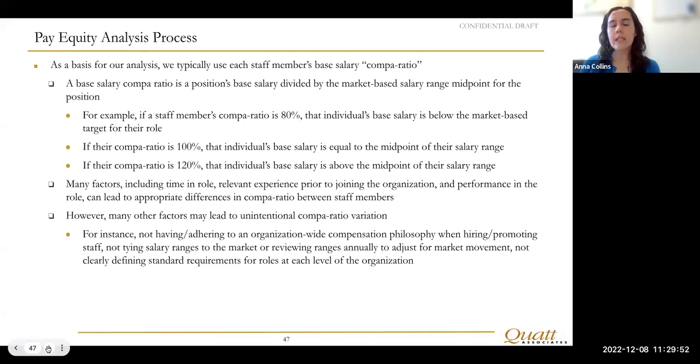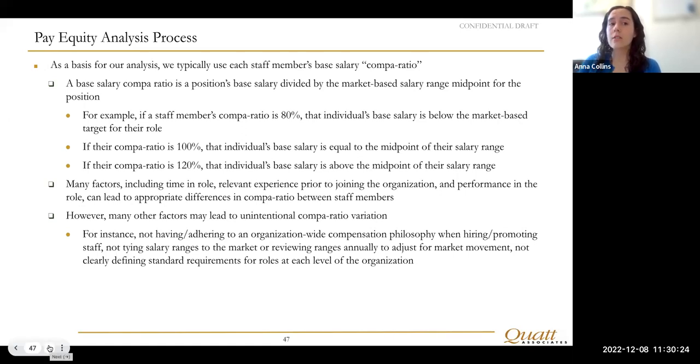All that really is, we'll figure out the market value for a position, again, based on the job description, based on what the person's responsible for, what kind of experience is required for the role, and we will divide what the person is actually being paid by that market value. So if you get 100%, what that tells you is that person is being paid at the market value. If you get 80%, the person is below the market value. If you get 120%, they're above the market value. And this can be a good thing or a bad thing.